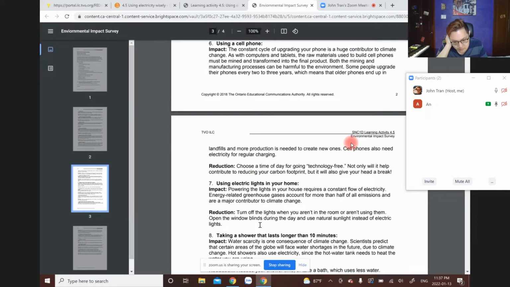Taking a shower that lasts longer than 10 minutes. Impact. Water scarcity is one of the consequences of climate change. Scarcity is like how rare it is, how rare water is. Basically, water is not as abundant as you think.